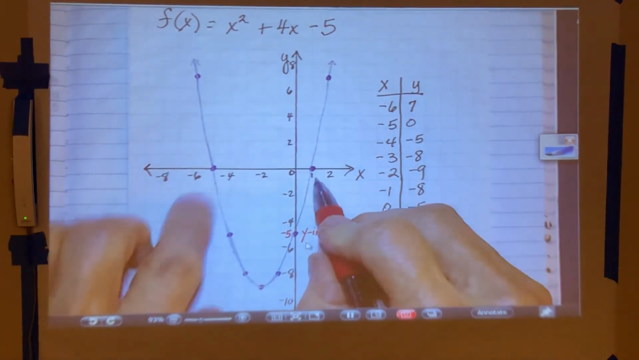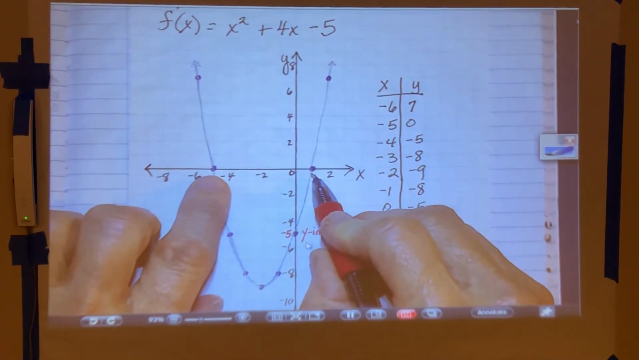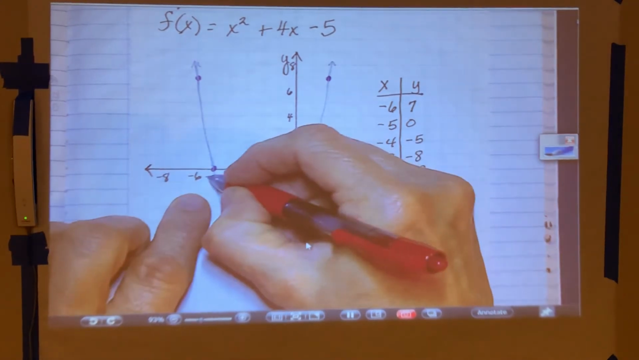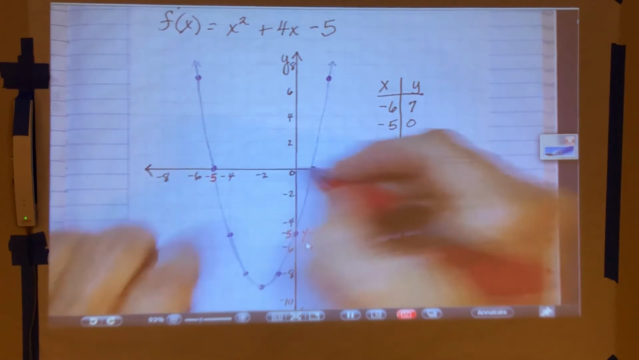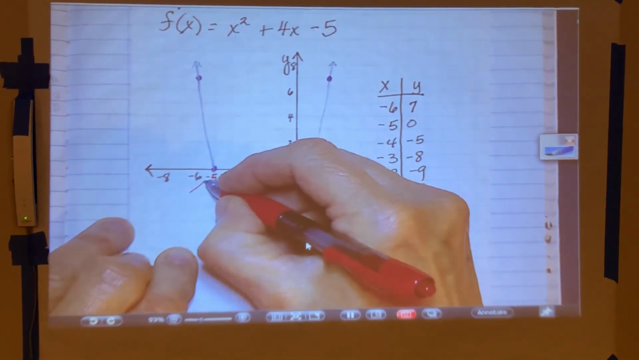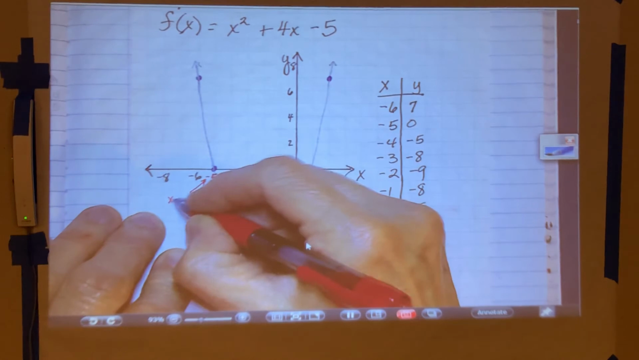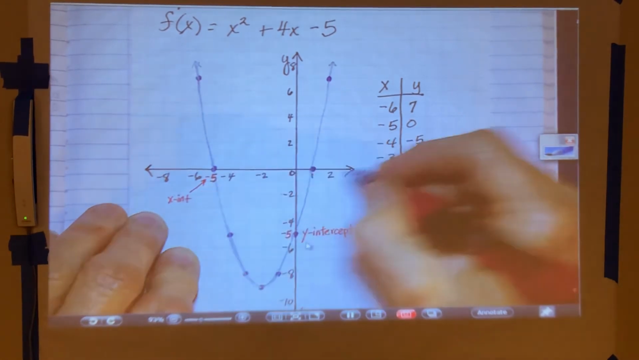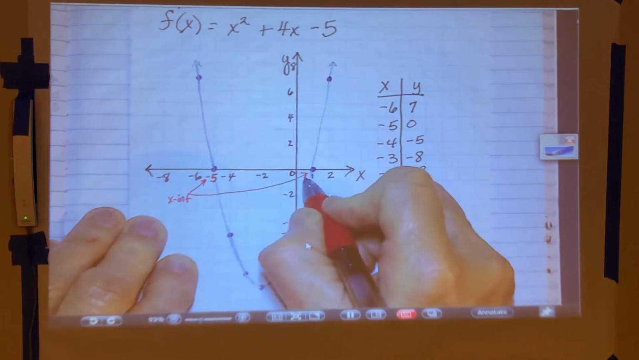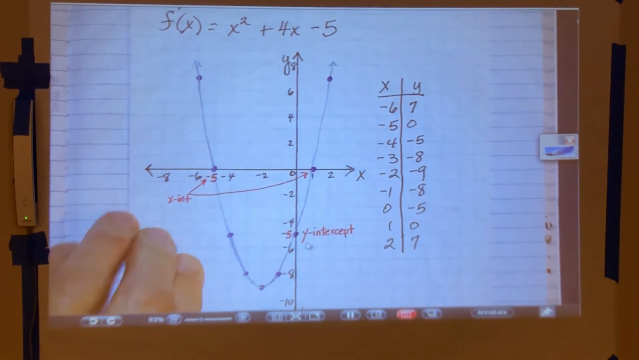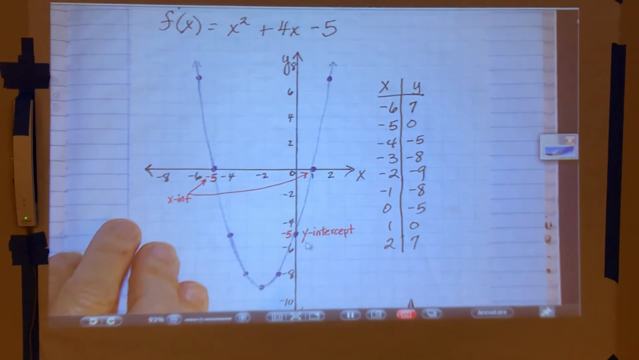I noticed that it also crosses the x-axis at 2 spots. And we've been talking about that. It crossed at -5. It also crossed here at 1. So this right here is an x-intercept. And this as well. And I think what I'll do is draw an arrow over there. Those are both x-intercepts.